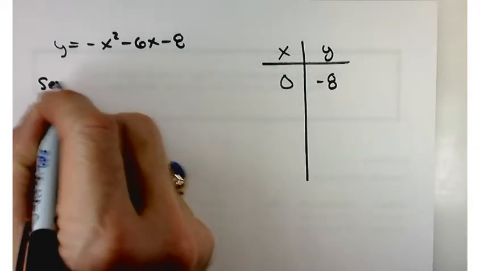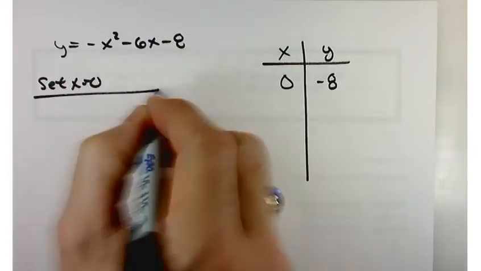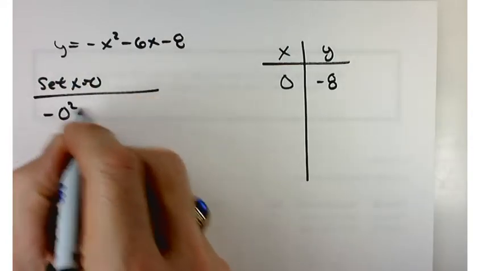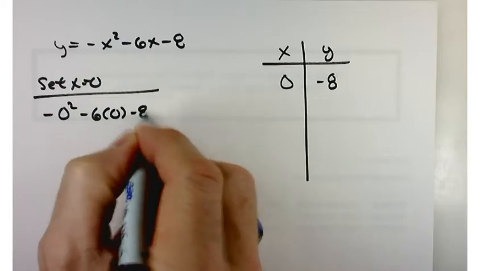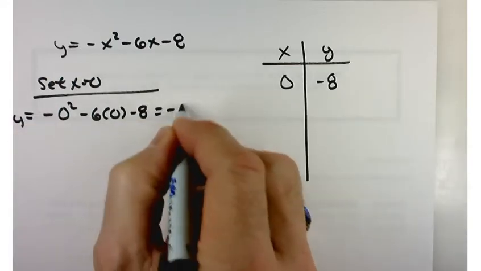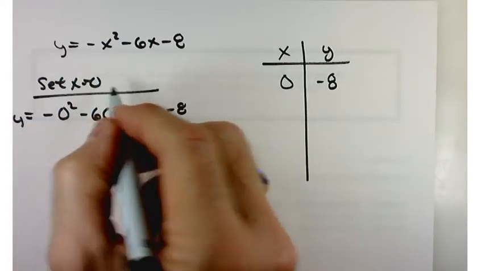So set x equals 0. -0 squared minus 6 times 0 minus 8 gives me -8. So that's my y-intercept.